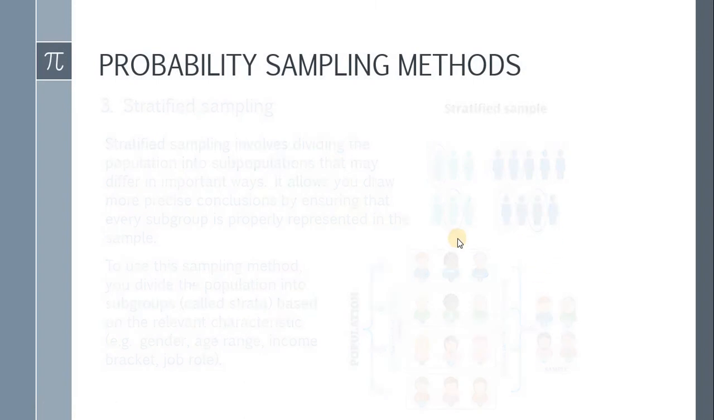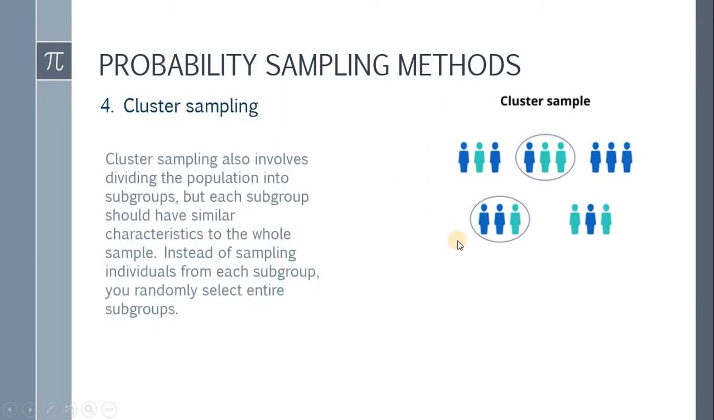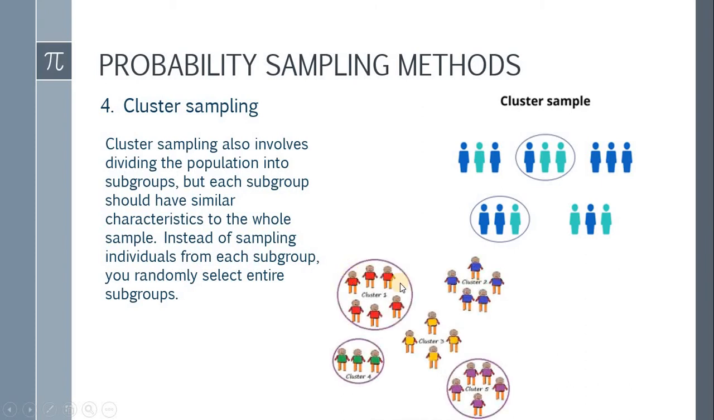So, let's move on to the fourth one. Cluster sampling. Cluster sampling also involves dividing the population into subgroups, but each subgroup should have similar characteristics to the whole sample. Instead of sampling individuals from each subgroup, you randomly select the entire subgroup. So, ano ibig sabihin nun? Pag ginroup mo sila, kung ano yung group na mapipili mo, silang lahat na nandun sa grupo na yun ay parte na ng iyong sample.